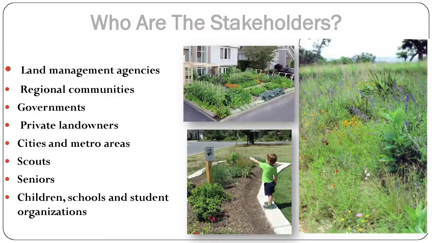So who are the stakeholders in our citizen science projects? Well, we can name a few here. They're land management agencies, regional communities, government associations, private landowners that we talked about this morning. There are cities and metro areas, certainly. There are scout organizations, senior living centers, children's schools and student organizations that we are so passionate about. I think that we can also choose some of our volunteer groups for citizen scientists from our stakeholder groups, and we've done that many times before.